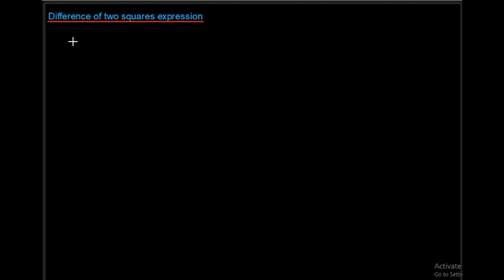Alright, in this video, we'll be talking about difference of two squares expressions. Difference of two squares expressions are expressions of the form x squared minus y squared. To simplify expressions like this, we simply use the equation x squared minus y squared equals (x minus y)(x plus y). This is the equation for difference of two squares.